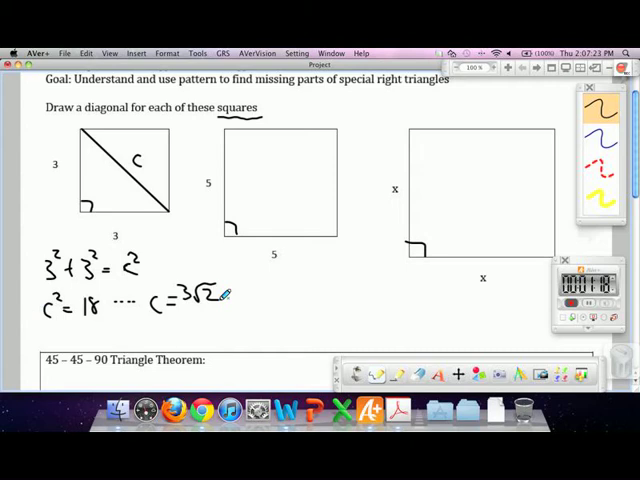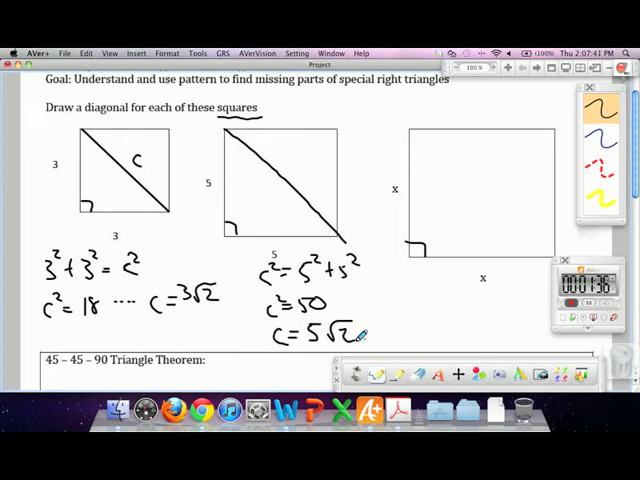Let's do the same game here. We get c squared equals 5 squared plus 5 squared. C squared equals 50. Square root of 50 is 25 times 2, which is 5 roots of 2. Maybe even more general, we use x and x and said c squared equals x squared plus x squared. C squared is equal to 2x squared.